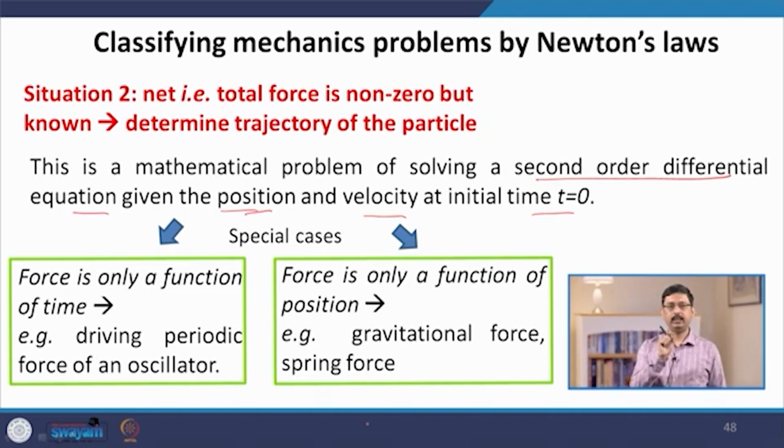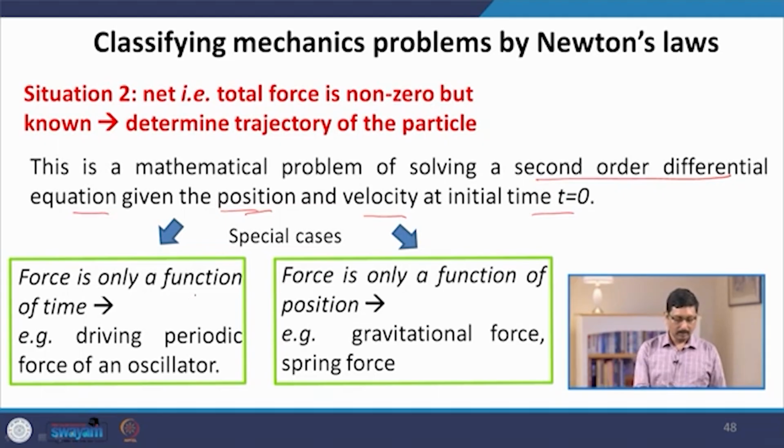So, if you know where you start to throw the projectile, and its initial velocity, the magnitude and direction of its initial velocity, then you can determine the subsequent trajectory of the projectile. So, this is a mathematical problem now. Now, there are two special cases of this situation.